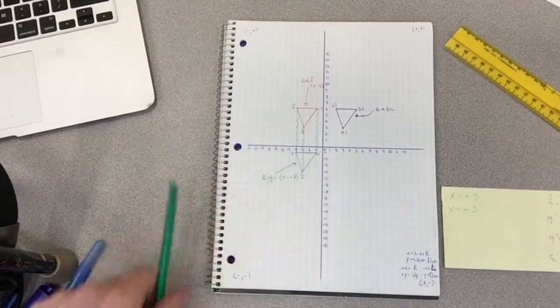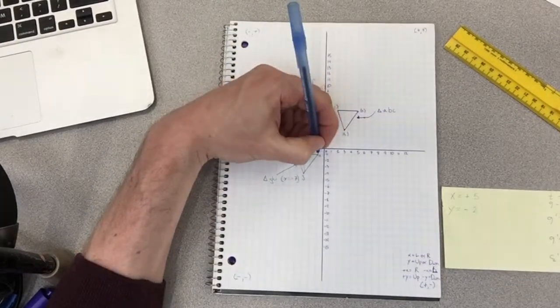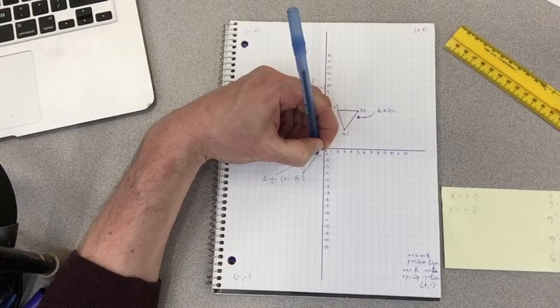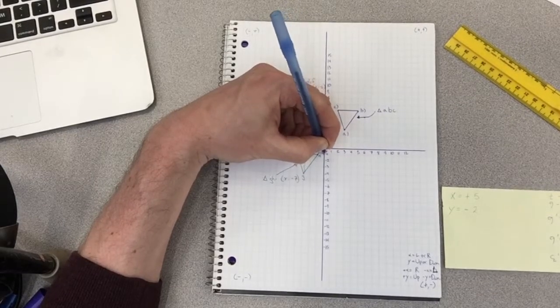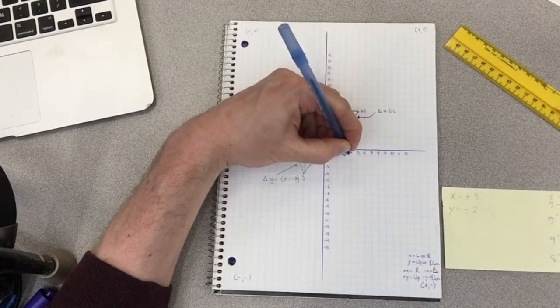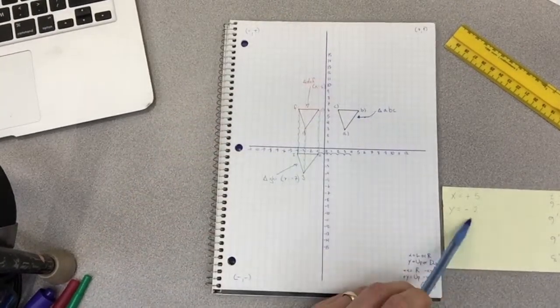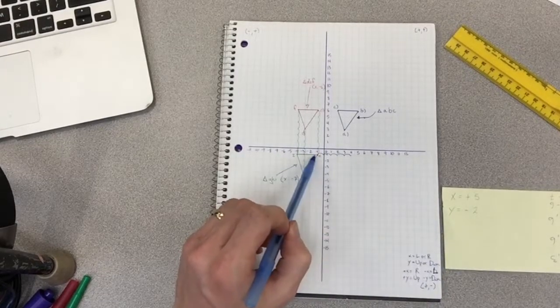So I'm going to start off, I'm going to change colors back to blue, so it's a bit easier to see. I'm going to start off with point H, and I'm just going to move it 5 to the right. 4, 5. But we're not done yet, so I'm not going to put my point here. We have to move y -2 before I can replot this point.